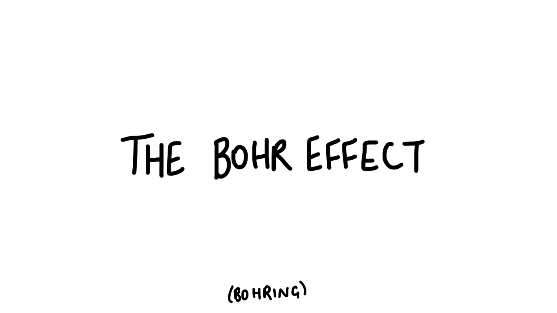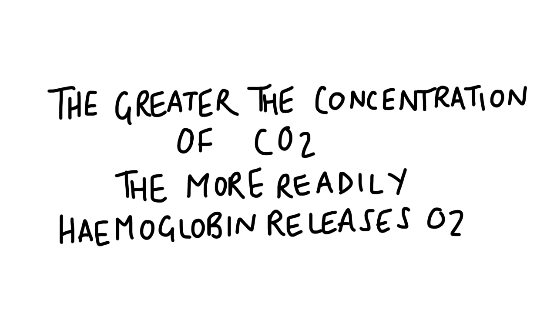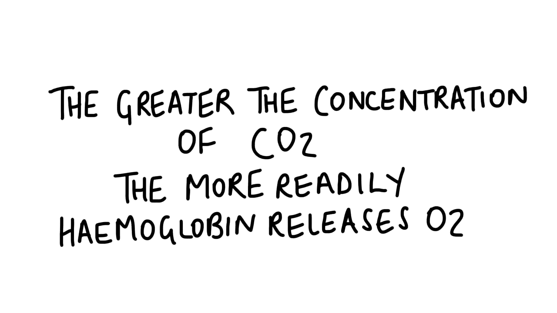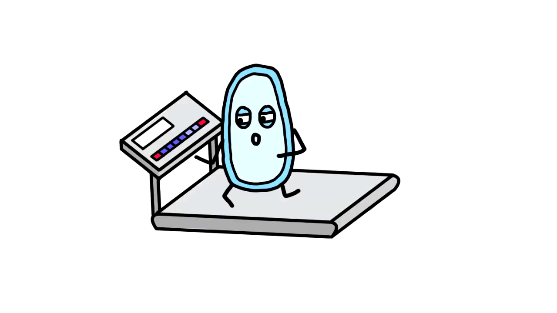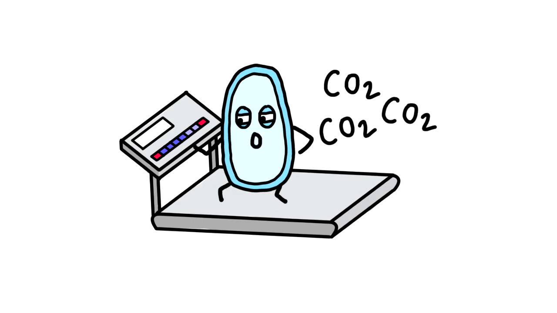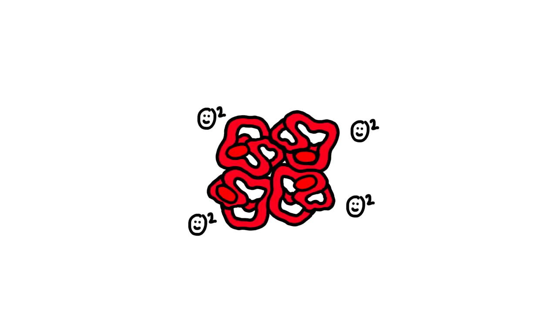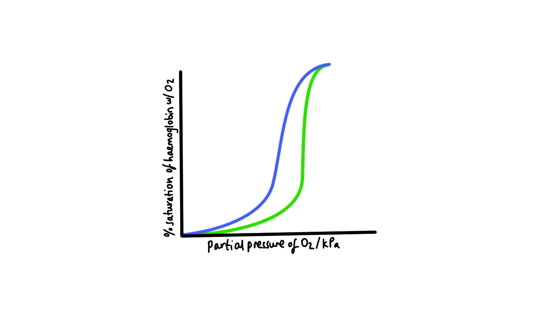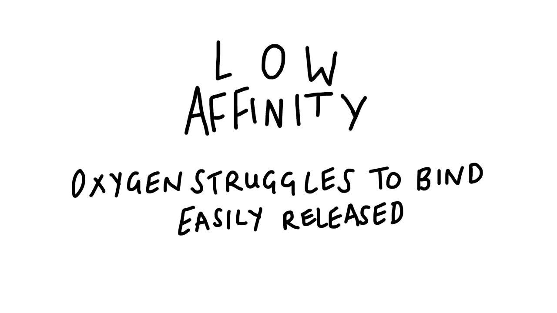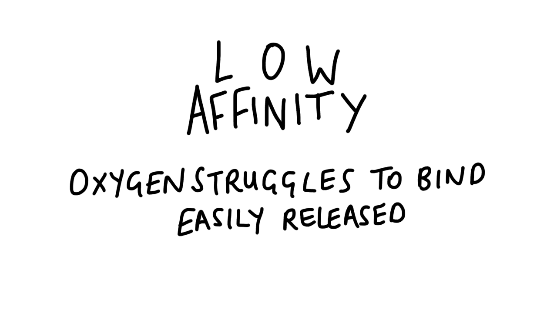The Bohr effect is something else you need to remember. The greater the concentration of CO2, the more readily hemoglobin releases oxygen. When cells respire, they produce carbon dioxide, which raises the partial pressure of CO2. Since there's a greater concentration of CO2 in respiring tissues, the rate of unloading by hemoglobin increases. Therefore, the curve shifts to the right, because hemoglobin now has a low affinity and can unload oxygen easily.